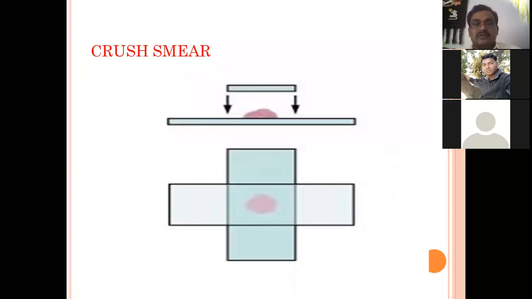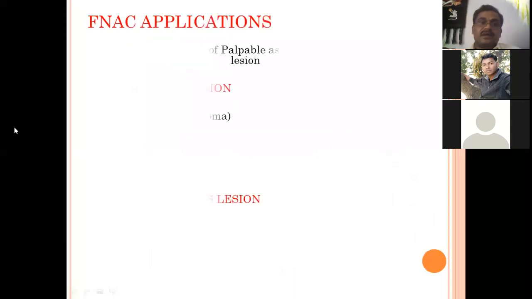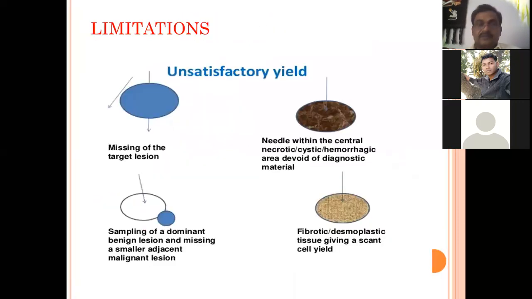Next is crush smear. Here you can see the mass of cells is more, so you have to crush it using another slide. You don't need to crush it very violently; gentle crushing is needed. And finally, FNAC, which is most important.